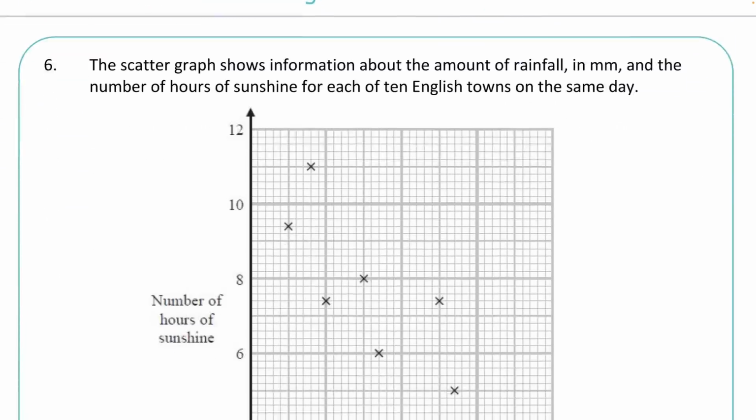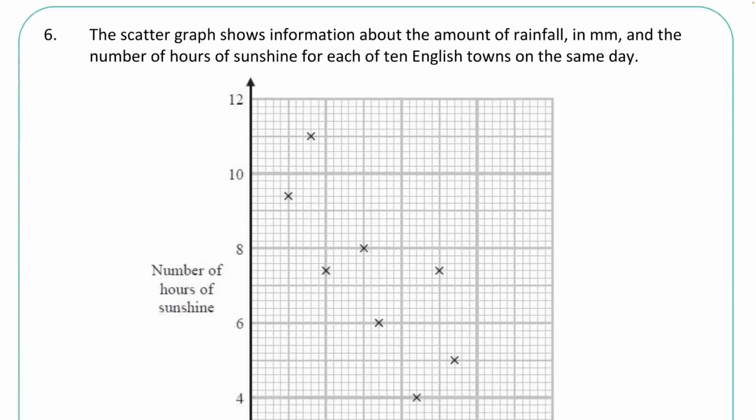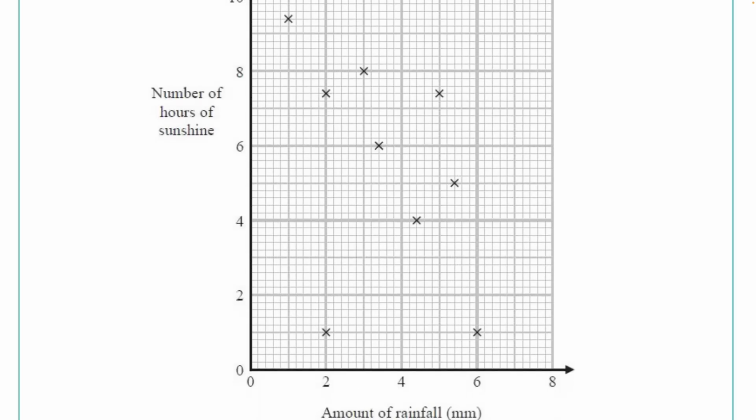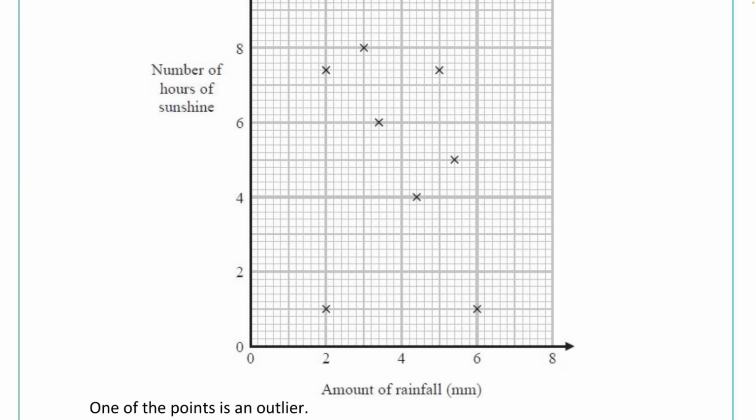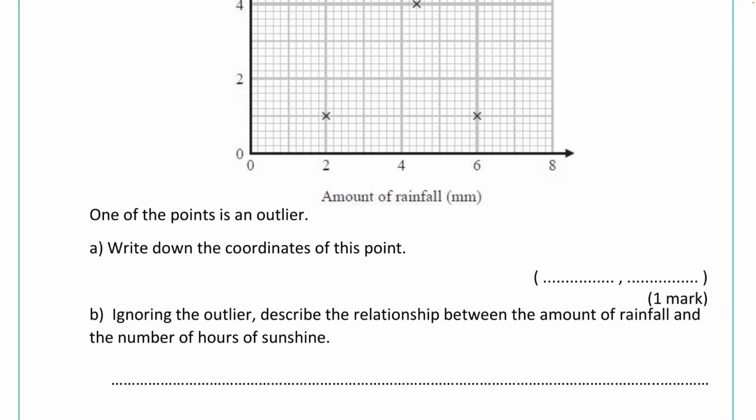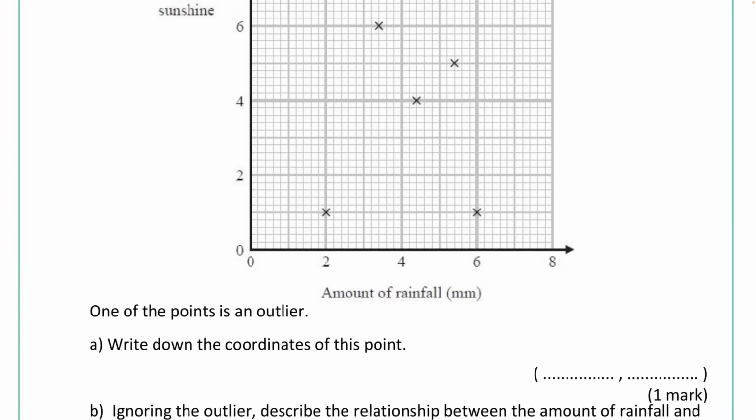Okay, on to question 6, and we have a scatter graph. It says here the scatter graph shows the information about the amount of rainfall in millimetres and the number of hours of sunshine for each day of 10 English towns on the same day. So on the left we have the amount of hours of sunshine, and on the right we have the amount of rainfall. It says one of the points is an outlier. Write down the coordinates of this point.